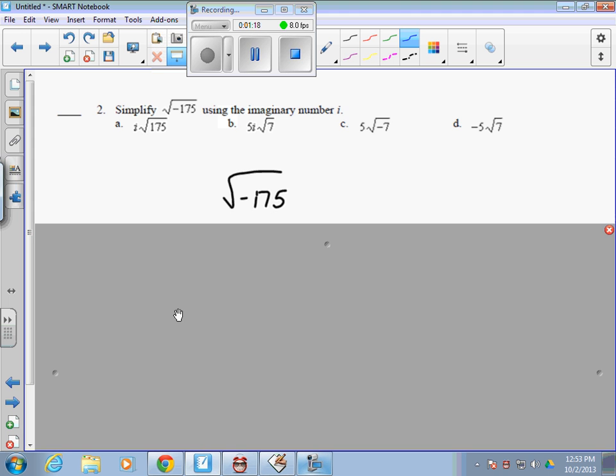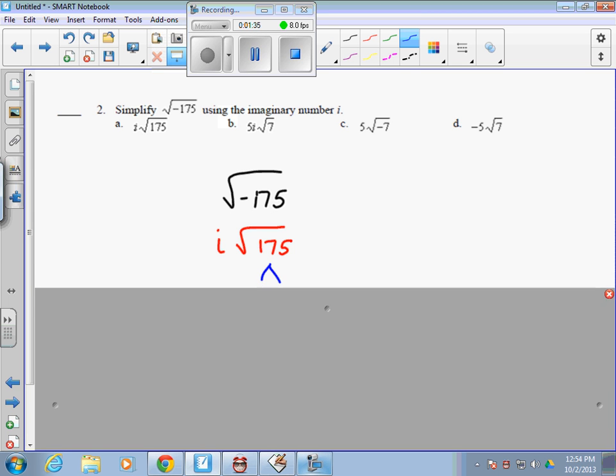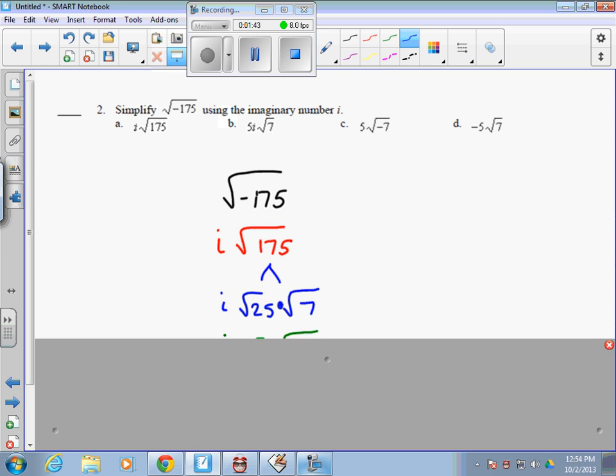Simplify square root of negative 175 using the imaginary number i. So the square root of negative 175. Remember, all you have to do with this one is to take the negative value out, to multiply it by i. So i times the square root of positive 175. Then you could break down the square root of 175 into the square root of 25 times the square root of 7. So i times each of those radicals.